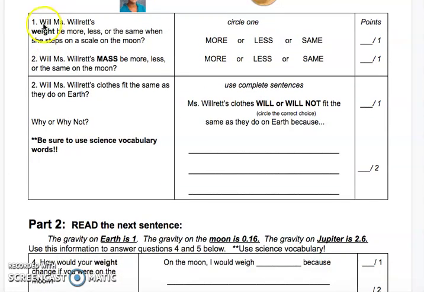So question number 1, will Miss Wilrit's weight be more, less, or the same when she steps on a scale on the moon? You're going to circle more, less, or the same. Number 2, will Miss Wilrit's mass be more, less, or the same on the moon? You're going to circle more, less, or the same.